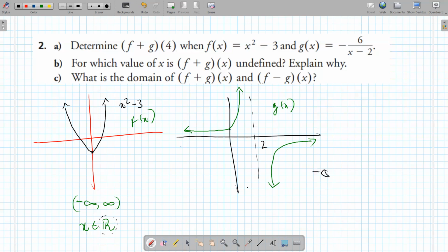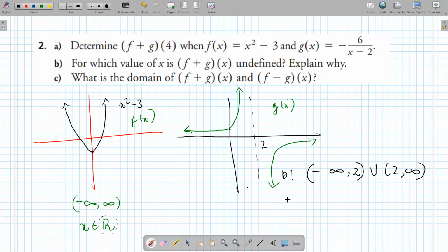Negative infinity, okay, that's a terrible infinity, negative infinity to positive 2. It cannot be positive 2. That's why there's a rounded bracket. 2 is exclusive. If x were 2, you'd be dividing by 0, which is undefined. Union, positive 2 to positive infinity. So that's the domain in interval notation.